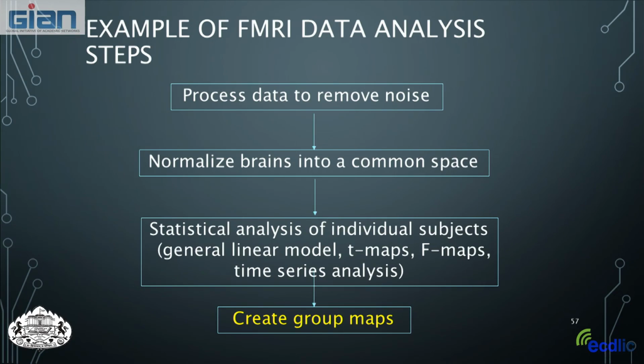The last thing that we're going to do with this data is create these group maps. Now we're at second level statistical analysis. The first level analysis focused on just the individual's brain and finding regions of activity within a single person's brain. Now we're going to take the statistical things that we calculated for each individual and put them together. So let's see how we're going to do that.